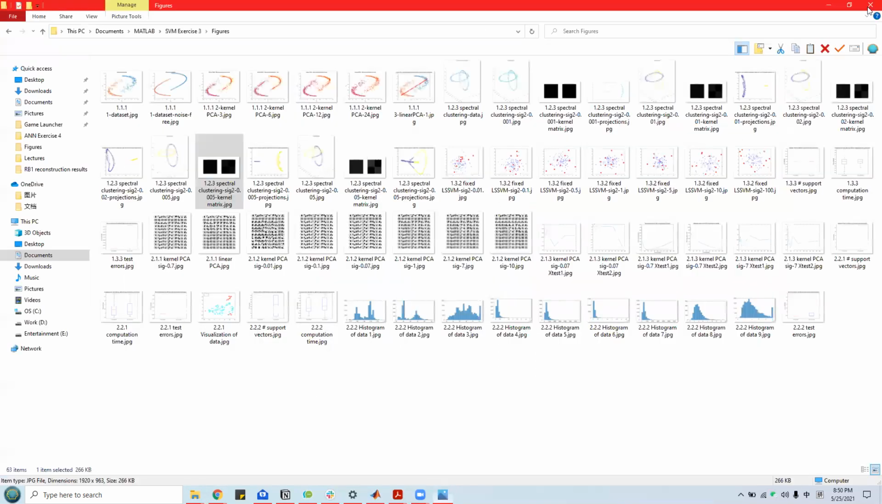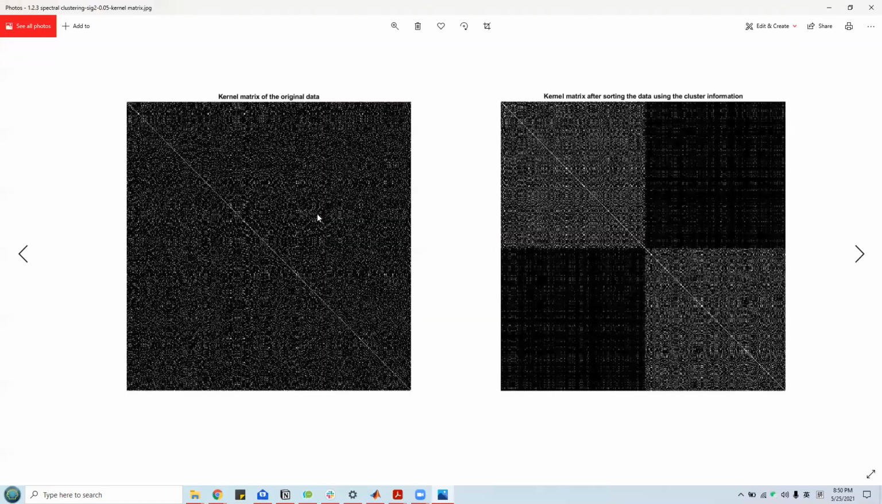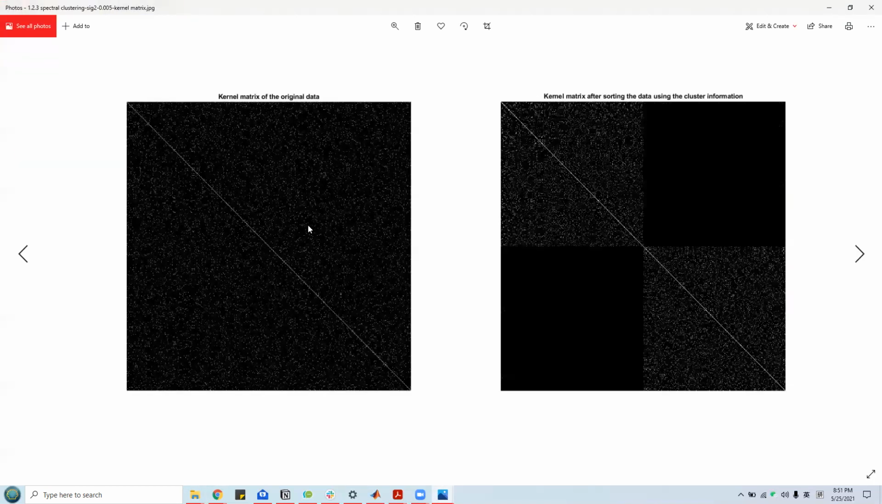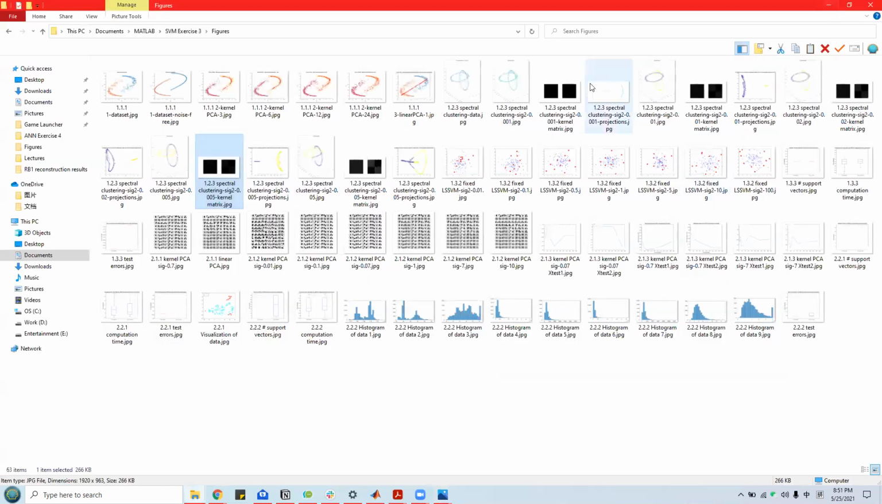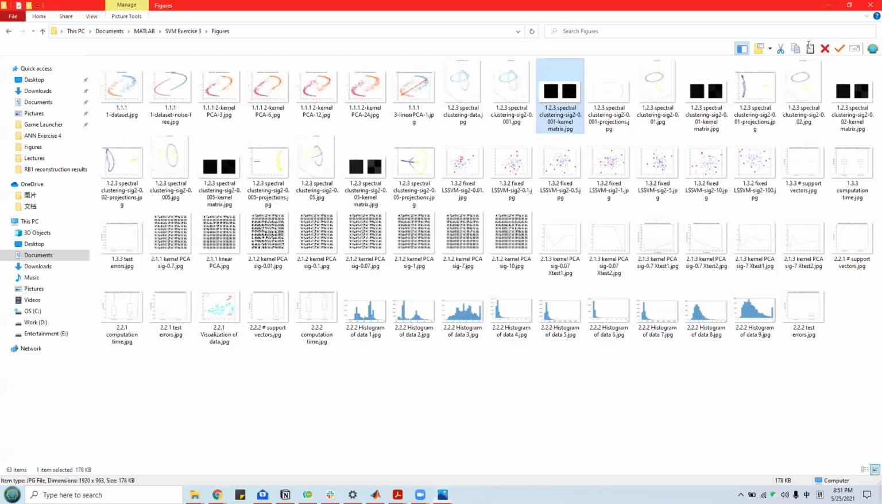I think with the more sigma 2, you are actually getting more noise, right? So if you compare this and then you compare the image you get here, this one is less noisy, I would say. And then this one, yeah, this one is too small.